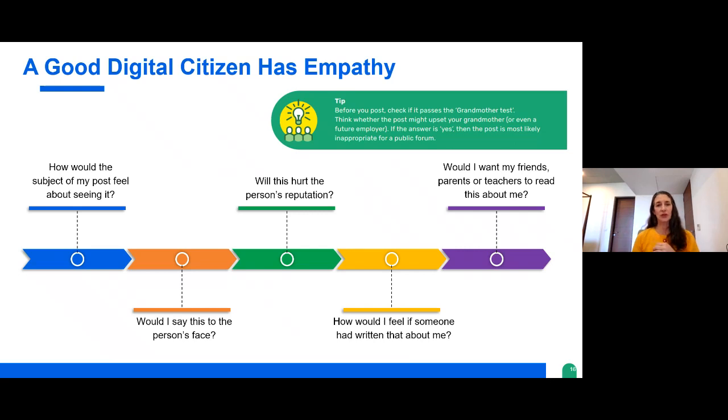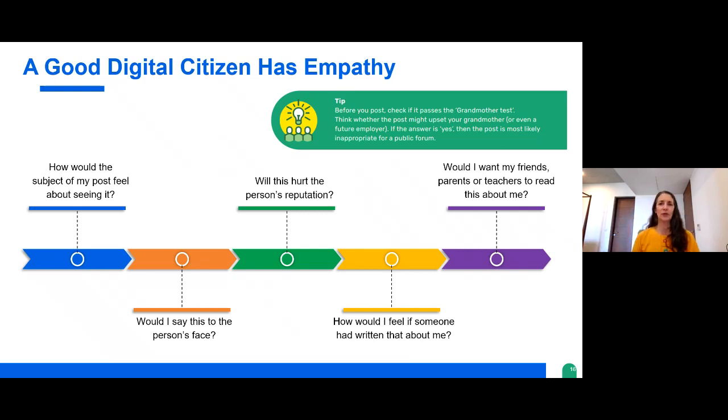Now, there's a series of questions that you can ask yourself when you're about to post something online, or when you're about to forward that email. And it all comes down to having empathy. So if the person that you are posting about would feel rotten if you said something, or if you feel emboldened to say something online, but if they were sitting across from you, you wouldn't say those things to them.